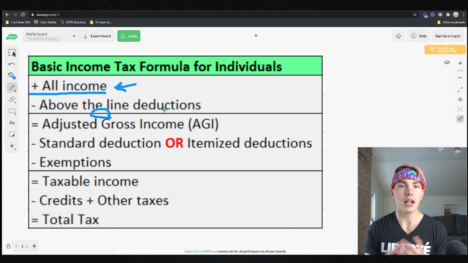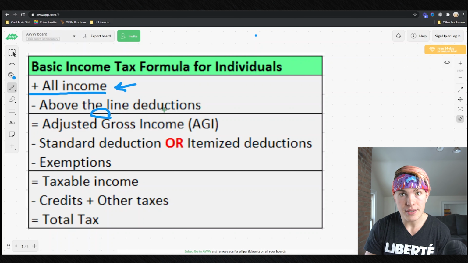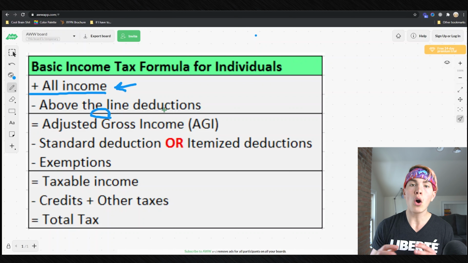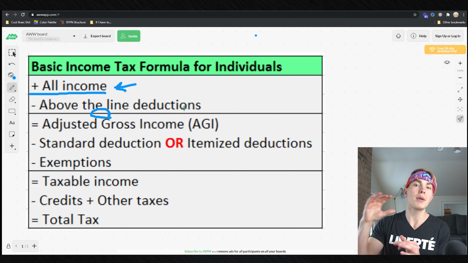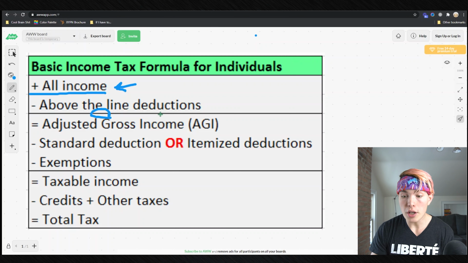What these are, commonly, are going to be your business expenses, your travel expenses, your dining expenses, basically all of the things that go into running your business. So your supplies, your software, your employees, all of that stuff is going to be an above the line deduction. We'll talk more about these later, but basically just know that these are subtracted directly from your income to come up with your adjusted gross income.